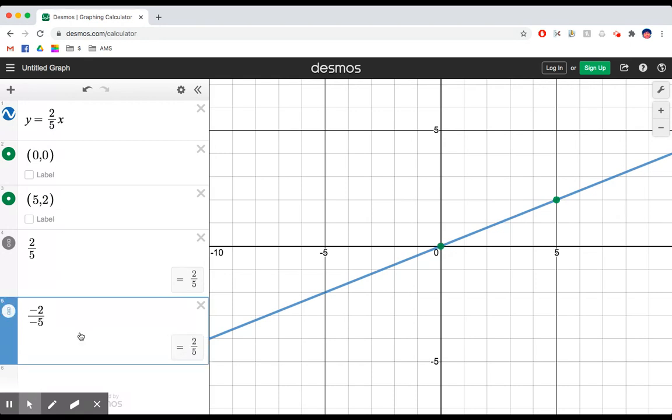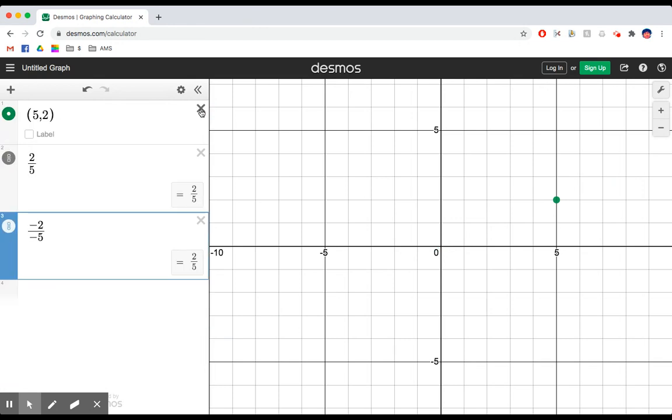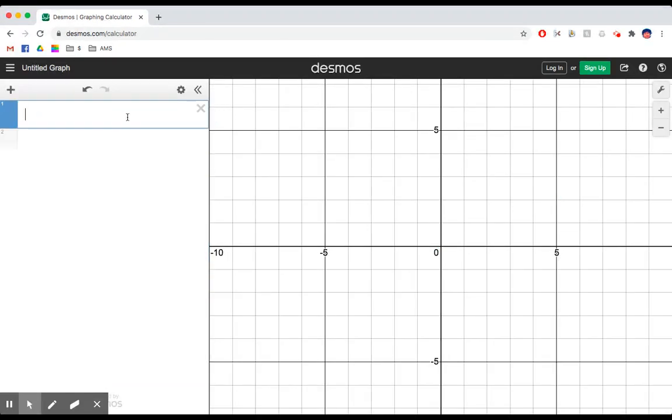So watch what happens. The way the math works with negative number division, a negative divided by a negative is still a positive number. So it doesn't matter that we start from this point and go to here. If we follow our convention, down is negative, left is negative, we'll still get that slope value of positive 2/5.